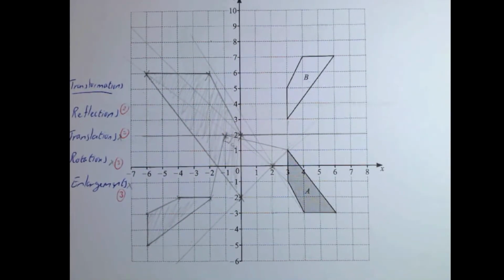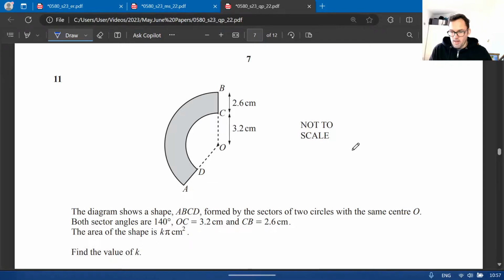And there we go. Question 11. Read the information carefully. It says that there's 2 sectors of circles with the same center O, so that's the middle of the circle. They tell you these things because it's important. Both sectors' angles are 140 degrees. OC is 3.2, we can see there, CB is 2.6. I simply say it because we're going to have to use it.